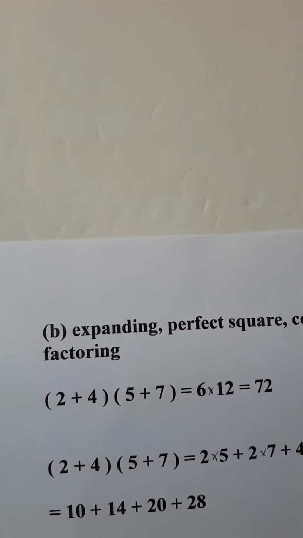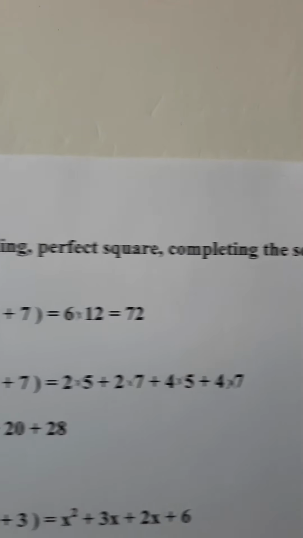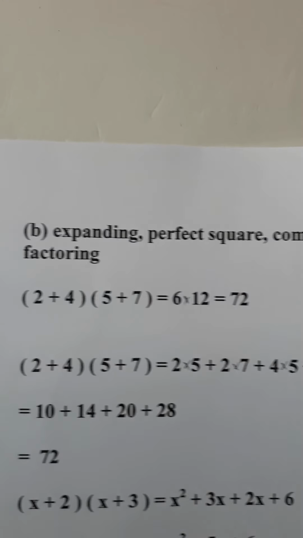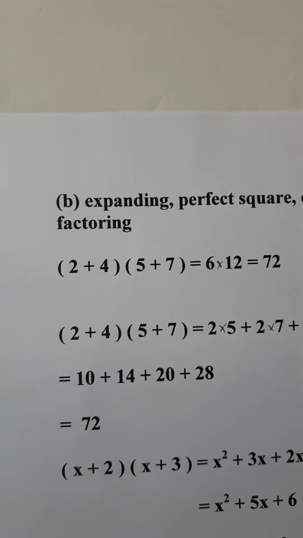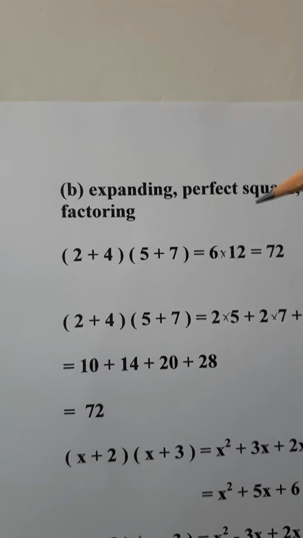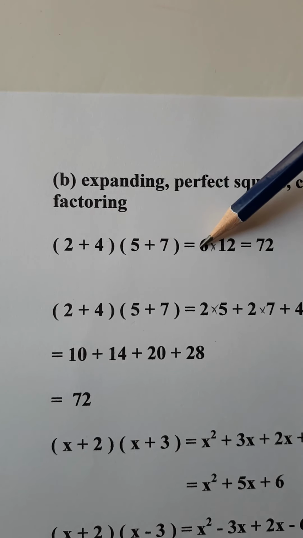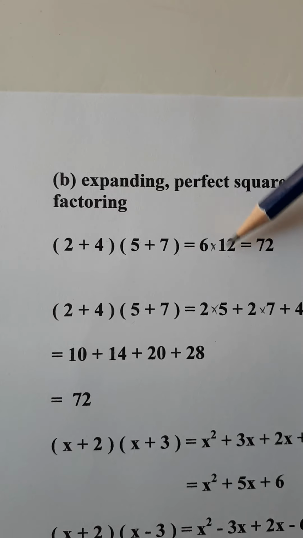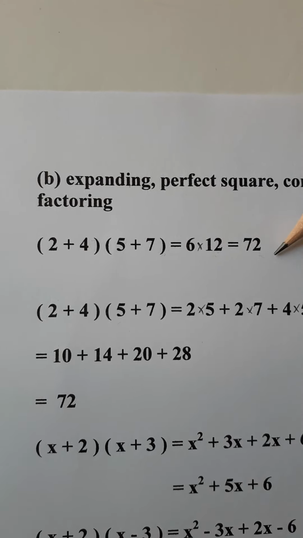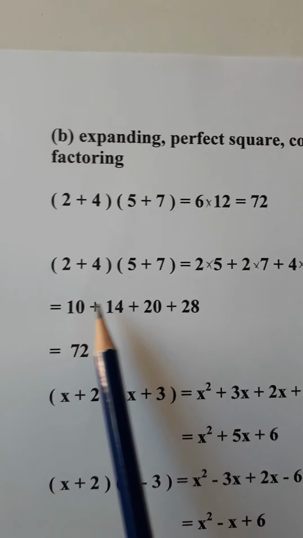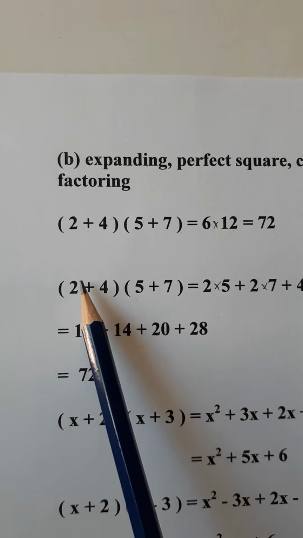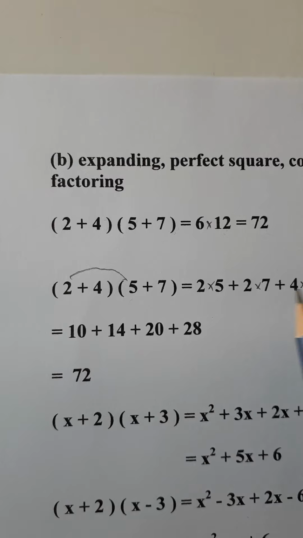Part B under this section is expanding perfect squares, completing the square, and factoring. Let's look at this one: 2 plus 4 multiplied by 5 plus 7. We can simplify the things inside the brackets. It becomes 6. 5 plus 7, 12. So 6 times 12 is 72. You can do that in a different way. You will know why. First we multiply 2 and 5 together. You get 10.